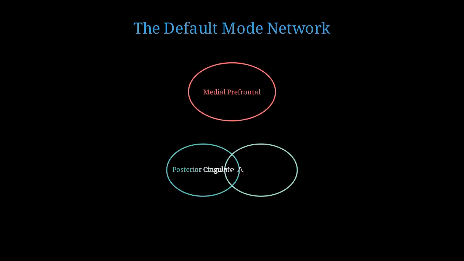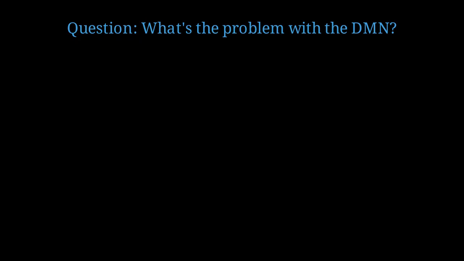Neuroscientists have identified a specific brain network called the default mode network, or DMN, that activates when you're not focused on external tasks. The DMN includes regions like the medial prefrontal cortex, posterior cingulate cortex, and angular gyrus. These regions show coordinated activity when you're daydreaming, reminiscing, or thinking about yourself. So here's an important question. What's the problem with the default mode network? Why would we want to disrupt it?